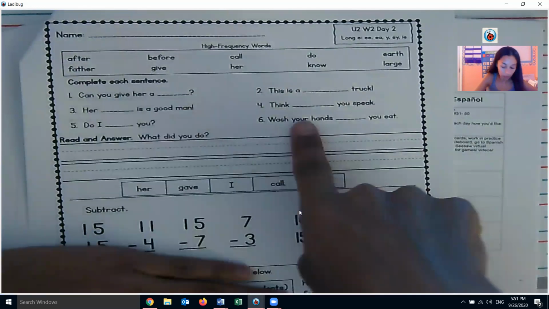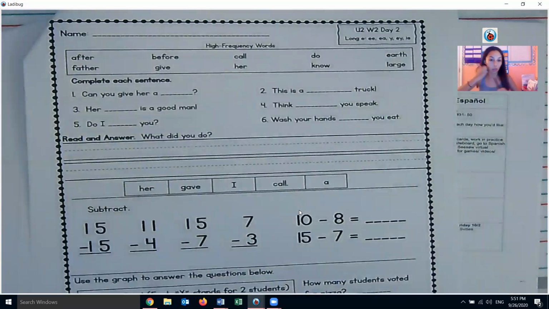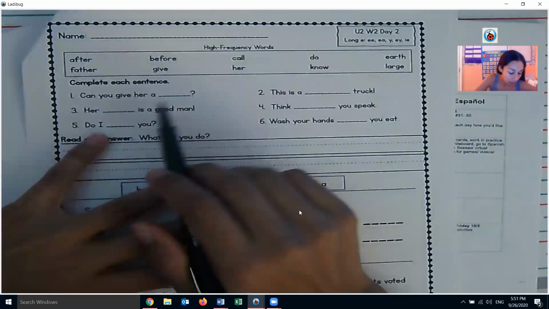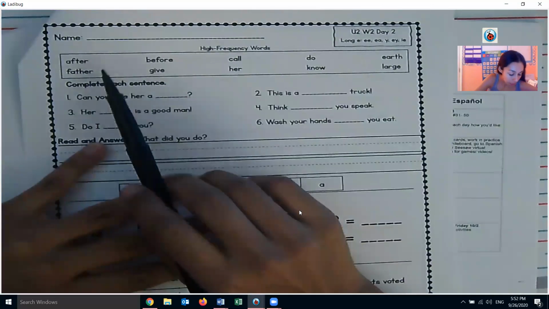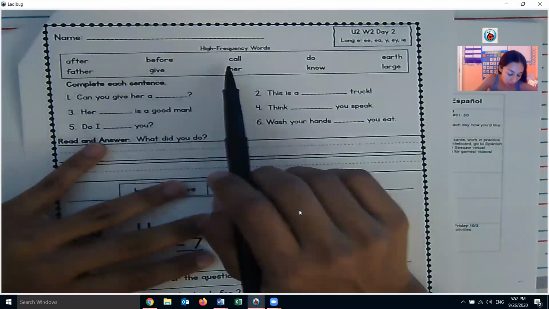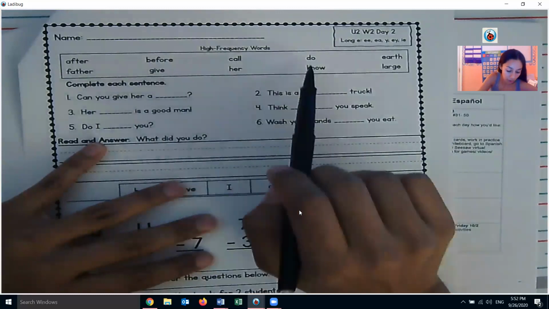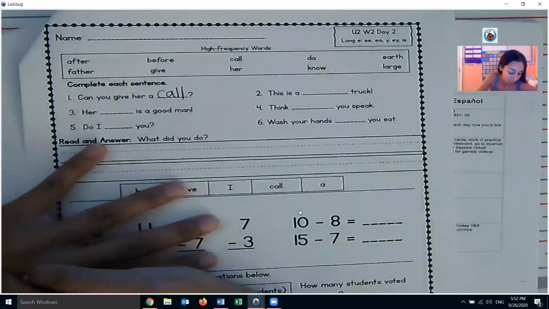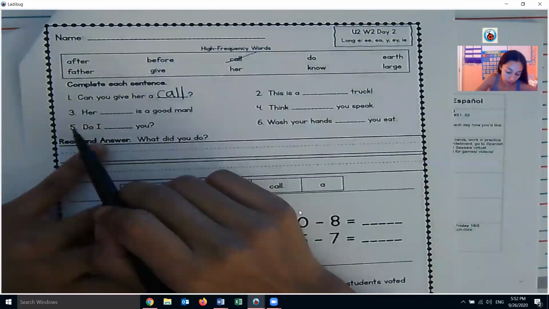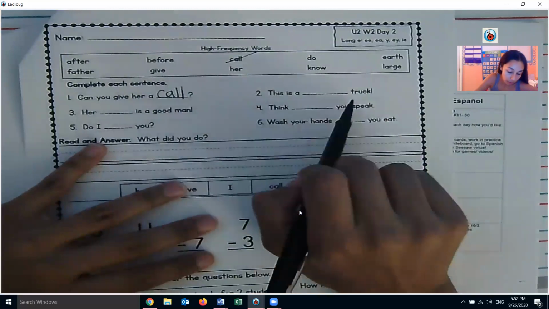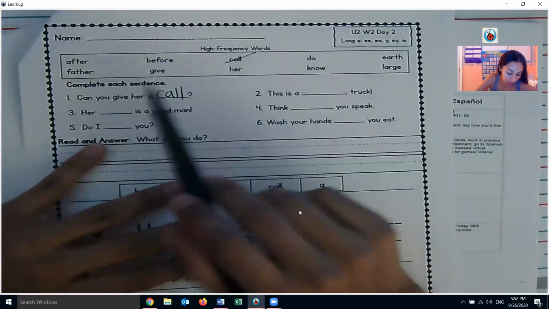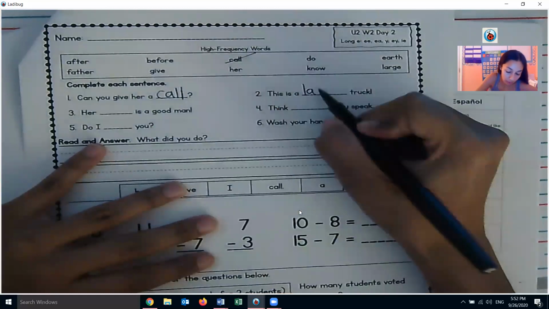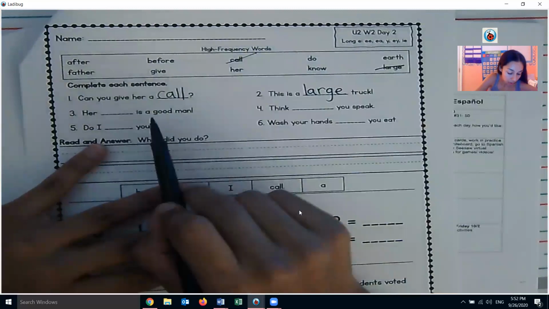We have 6 blanks here, and we're going to fill in the blank with the word that fits the best. Can you give her a... after, father, before, give, maybe call, her, do, no, earth, large? I think call is the one that makes the most sense in that blank. Here's number 2 actually. This is a truck. Maybe large, a big truck.